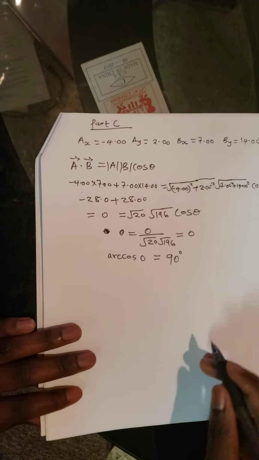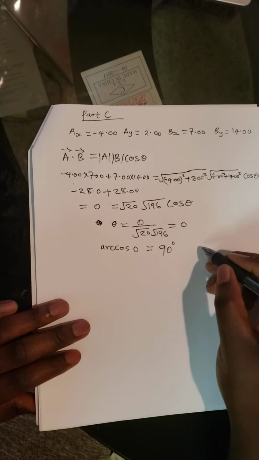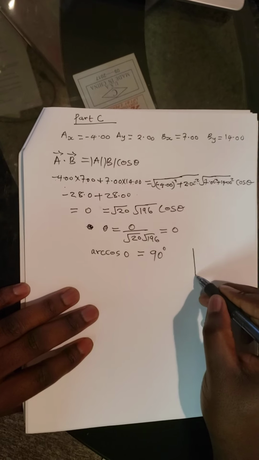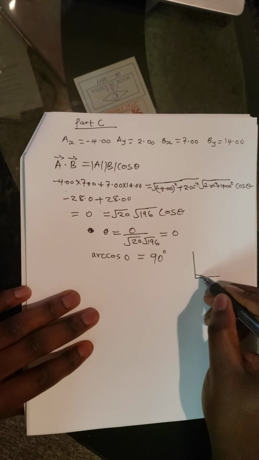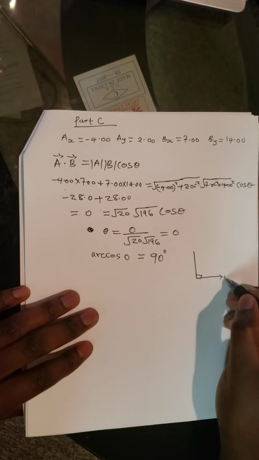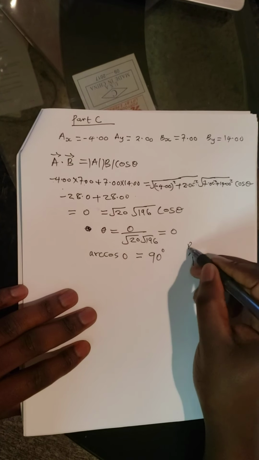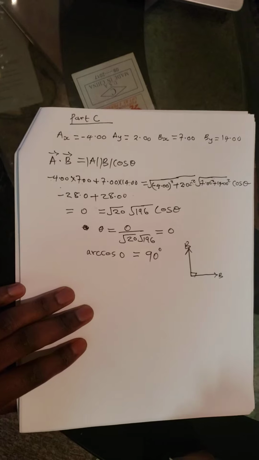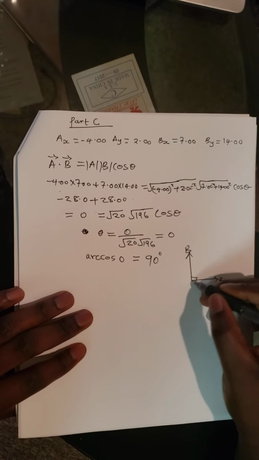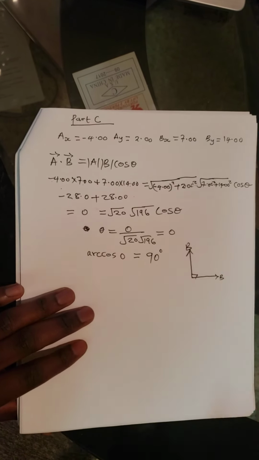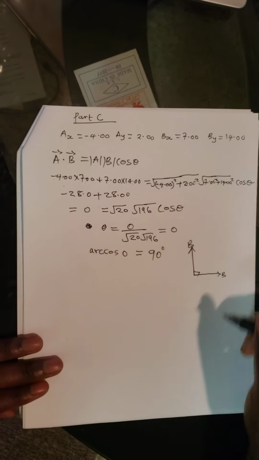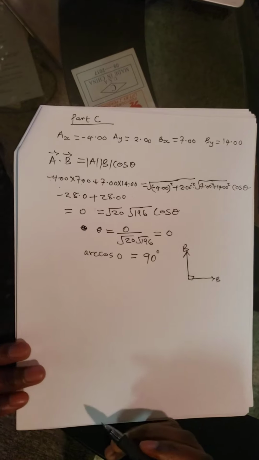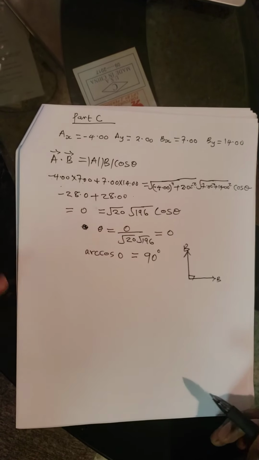Okay, 90 degrees. That means these two vectors are perpendicular to each other. Let's say this is B, this is A, they are perpendicular to each other. In vector terms, we would say that they are orthogonal to each other, because they form an angle of 90 degrees. That's the end of part C, and that's my solution. Comments and questions are all welcome. Thank you.